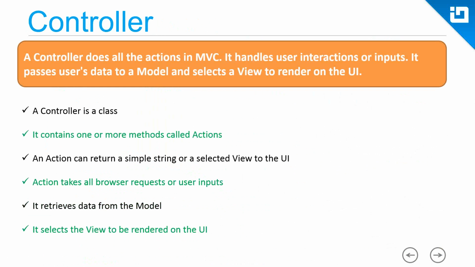What other work does the controller do? It retrieves data from the model. So inside the action, you write code to retrieve data from the model and database, pass it to the view, and then return the view to render the data in the client browser. So the controller is very, very important. And last but not least, it selects the view to be rendered on the UI. So these are the main features, or rather the main work, of the controller. And now we'll see how we can create a controller.